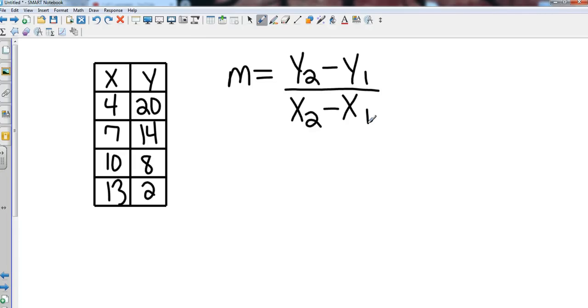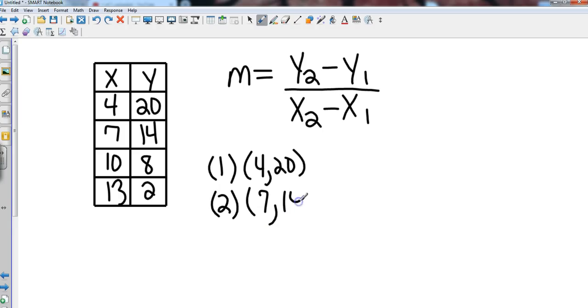So I'm going to say my first point is 4, 20. My second point is 7, 14. I could have picked any of them, it doesn't matter. Okay, so now I'm just going to substitute in here. What is the y value of my second point? That's going to be 14. And I'm subtracting the y value of my first point, which is 20, all over the x value of my second point, which is 7, and I'm subtracting the x value of my first point, which is 4.